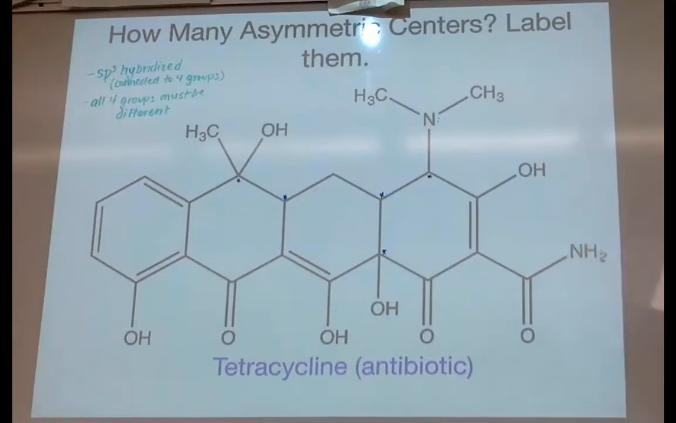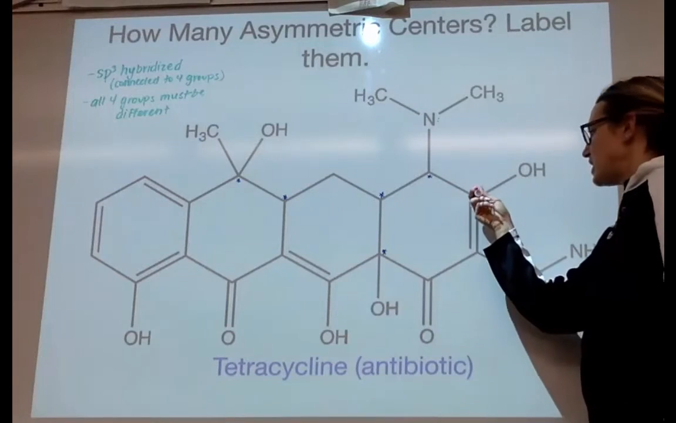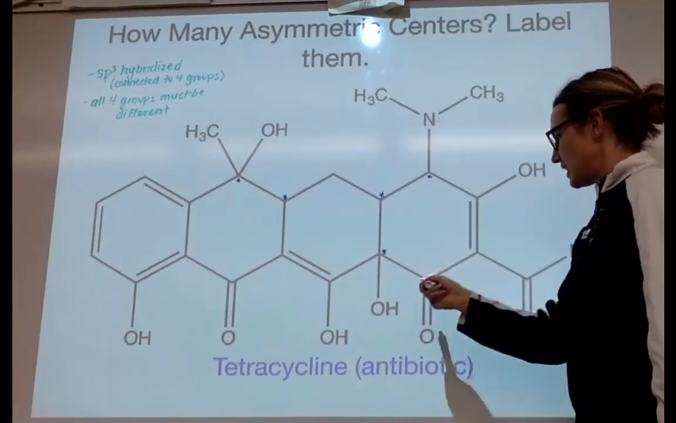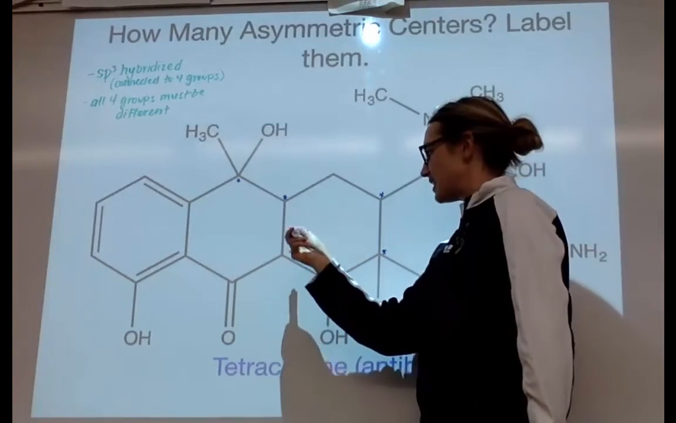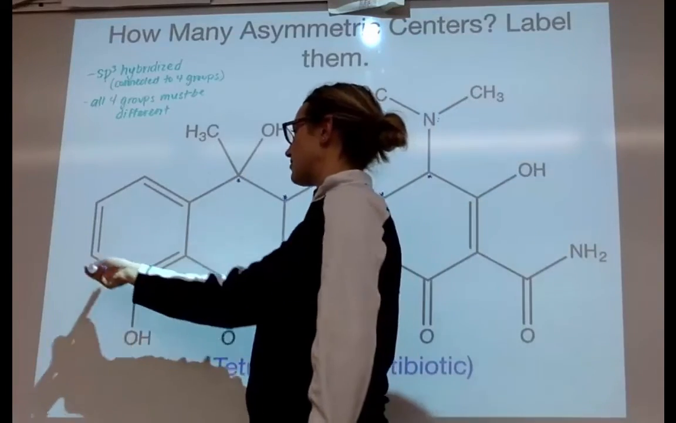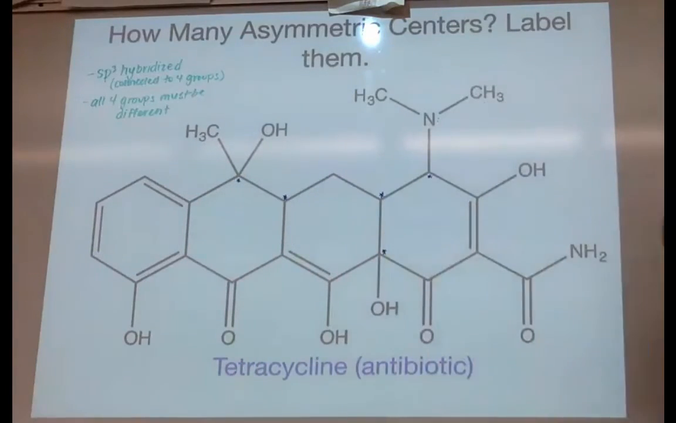Two, three, four, 5. Right? So any of these that have double bonds cannot be a chiral center. It has to be sp3 hybridized. It has to have 4 things attached to even potentially be a chiral center.